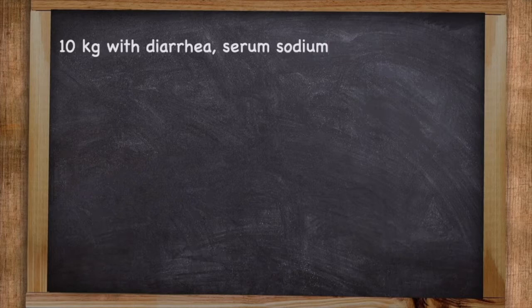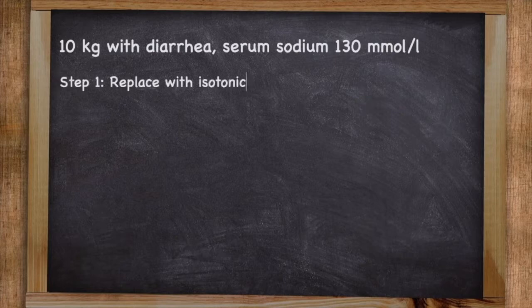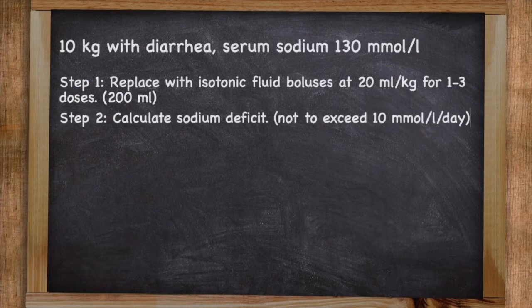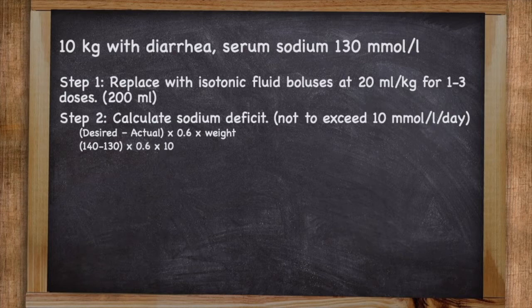Let me illustrate with a sample calculation of a 10-kilogram patient with diarrhea with a serum sodium of 130. So step 1, we replace with isotonic fluid boluses at 20 cc per kilo. Step 2, we calculate the sodium deficit, not to exceed 10 per liter per day. It's usually desired minus actual times 0.6, which is your total body water, times the weight. In this case, we want it to be at 40. So the computed sodium deficit is around 60 mg of sodium.